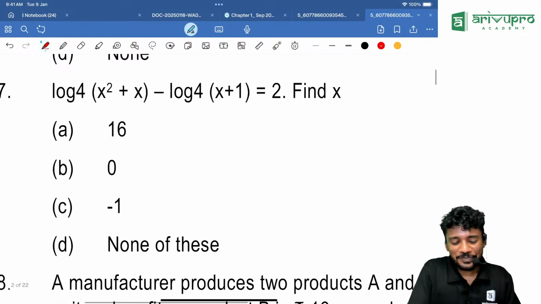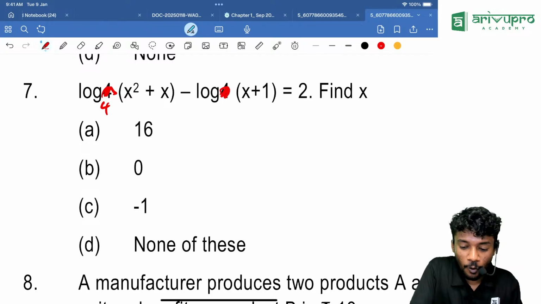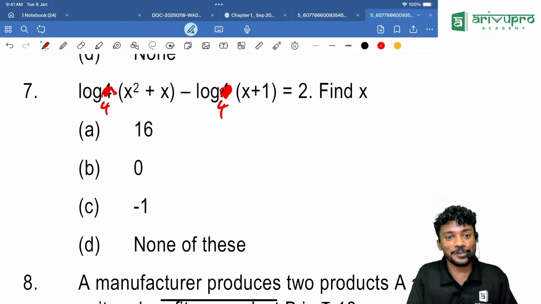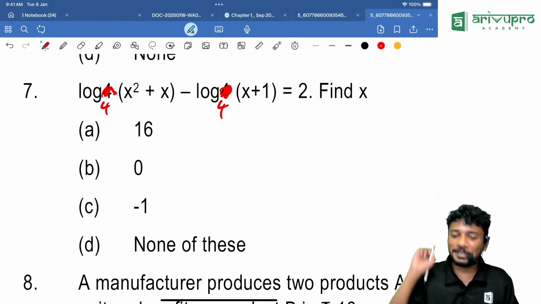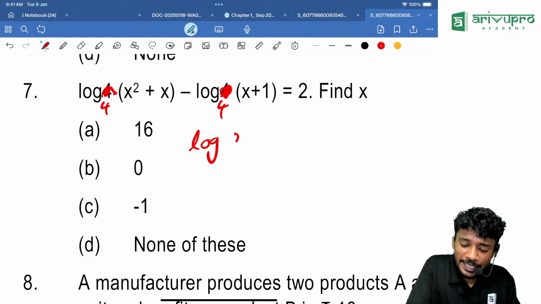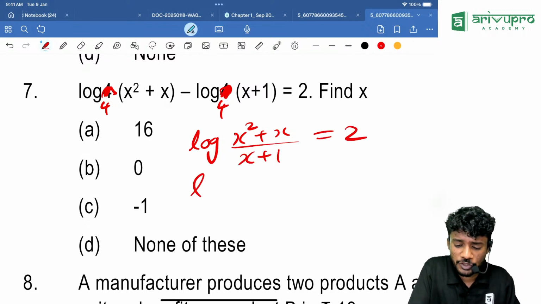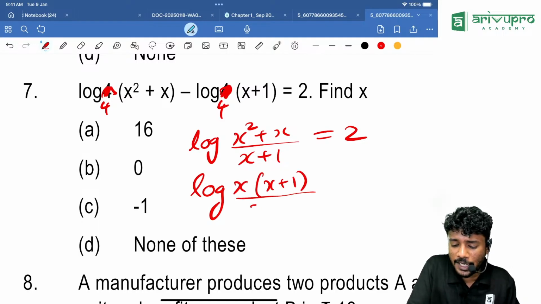Now, next one. Another previous year question. Log this to the base 4. Always remember that in most of the questions there will be typing mistakes. So, log. How will you write it? X square plus x divided by x plus 1 is equal to 2. We did the same question. Yes, log of x into x plus 1 divided by x plus 1.